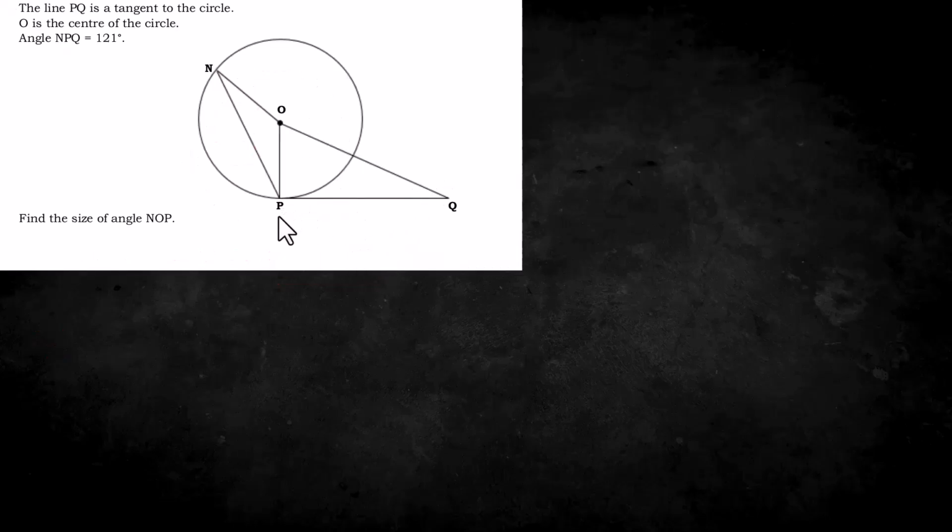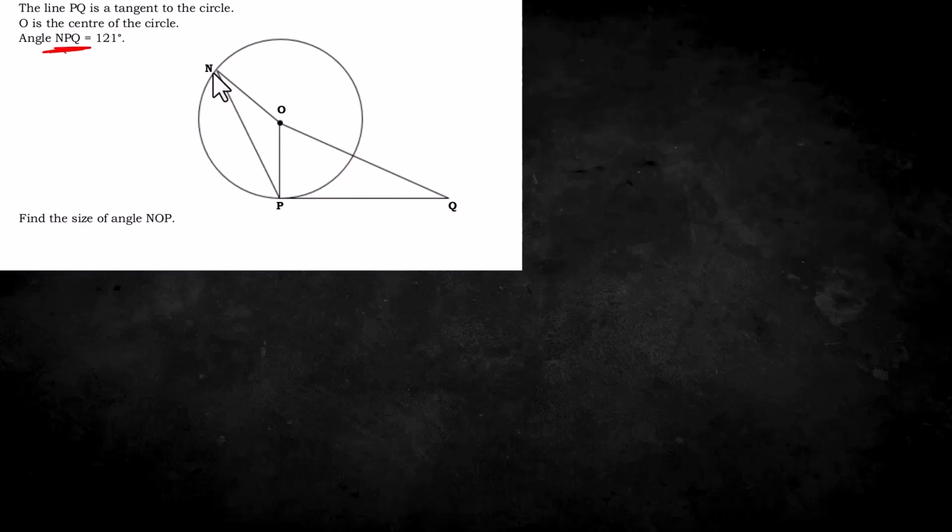The line PQ is a tangent to the circle. If PQ is a tangent, it means this side is 90 and this side is 90. Let's understand that. O is the center of the circle, so this side is the same as this side. Now angle NPQ is 121.